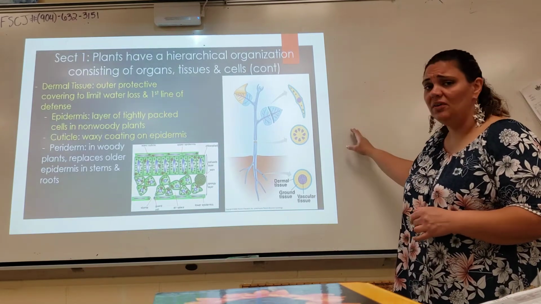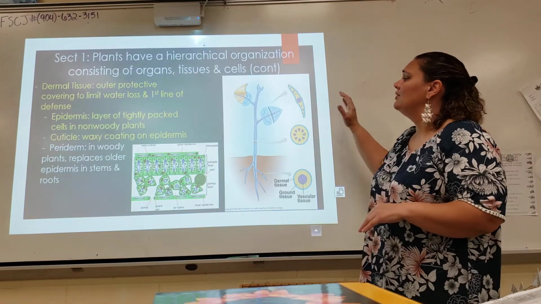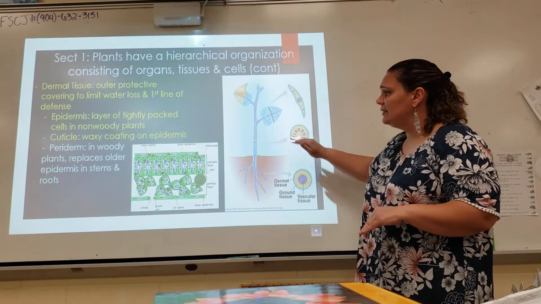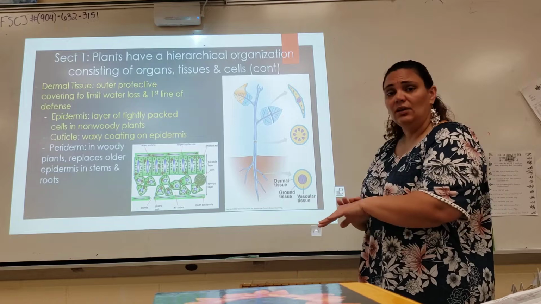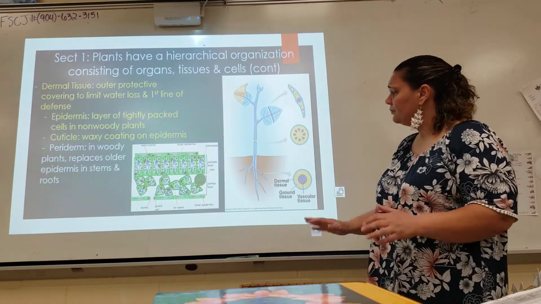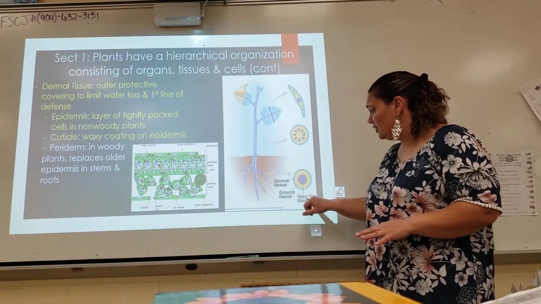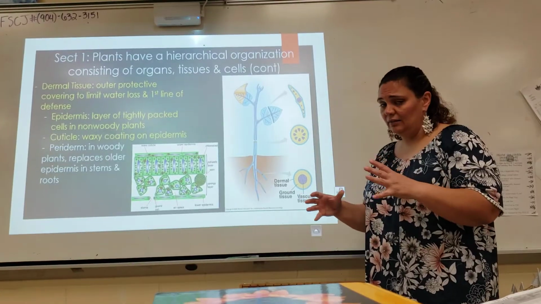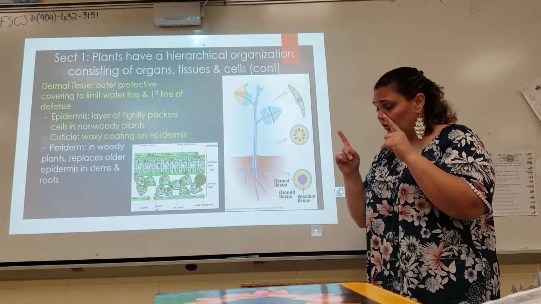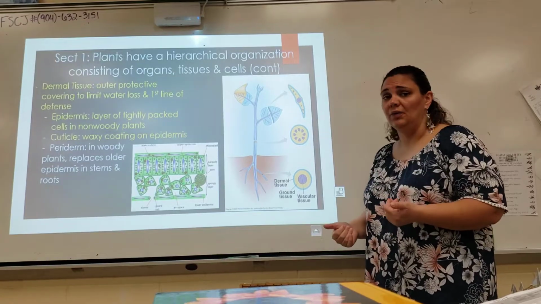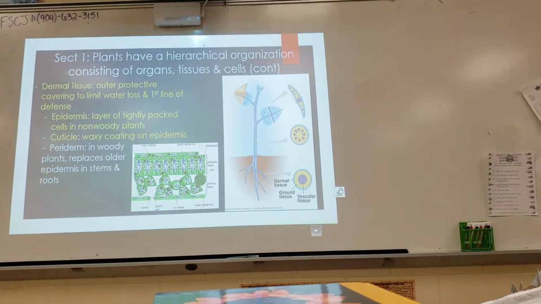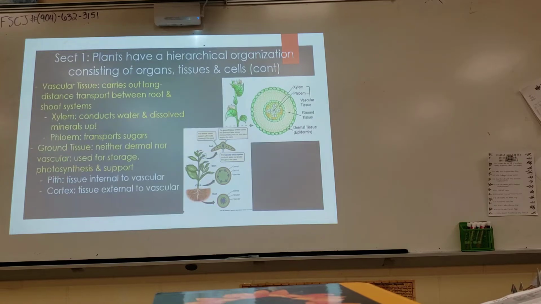So you've got the epidermis, just like us, a layer of tightly packed cells in non-woody plants. All right, the cuticle is the waxy coating to prevent it from losing water. That's its main purpose. Now you're going to find ground, dermal, and vascular tissue throughout the entire plant, from stem to roots to leaves. You're going to find them throughout all three. All right? Those are your main three parts.